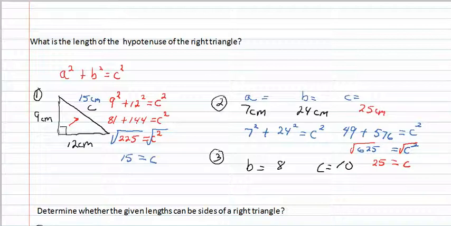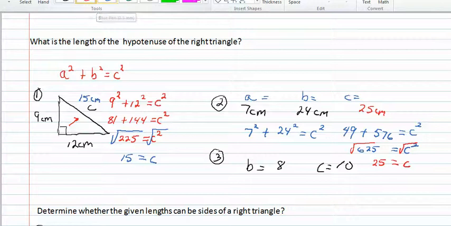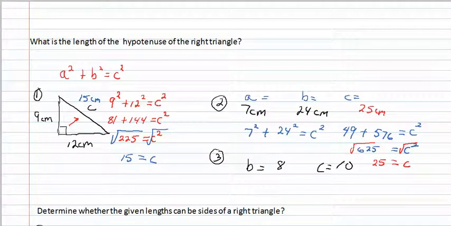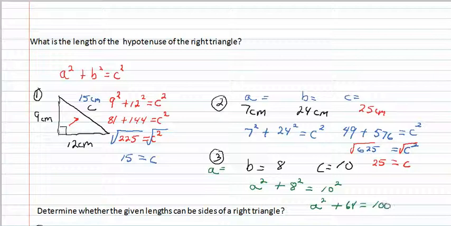Okay, number 3 is a little bit different. They gave us our b, and they gave us our c, which is our hypotenuse, but they didn't give me my a. So I'm going to try to find out what the a is. So I'm going to have a squared here, plus my b is 8, so it's 8 squared is equal to 10 squared. That's my c. Okay, so I have a squared, and 8 times 8 is 64, and then 10 times 10 is 100.